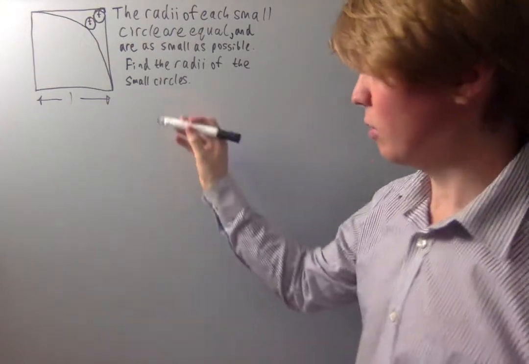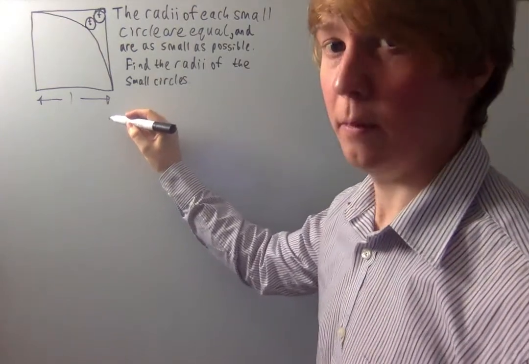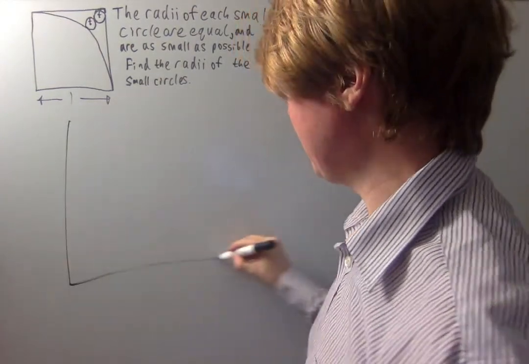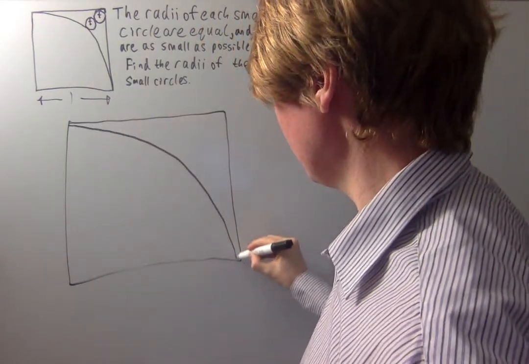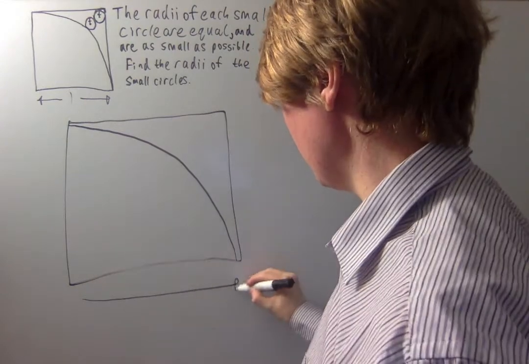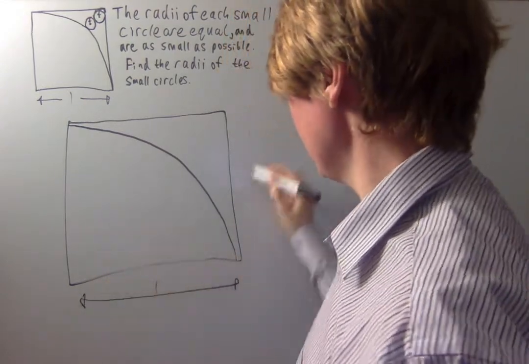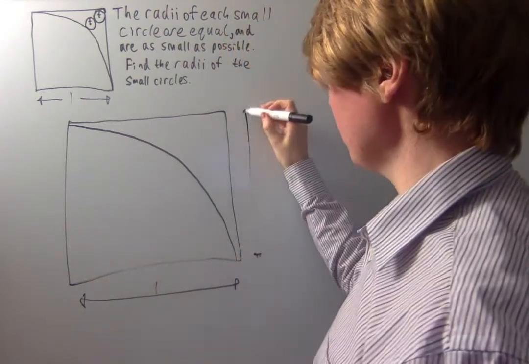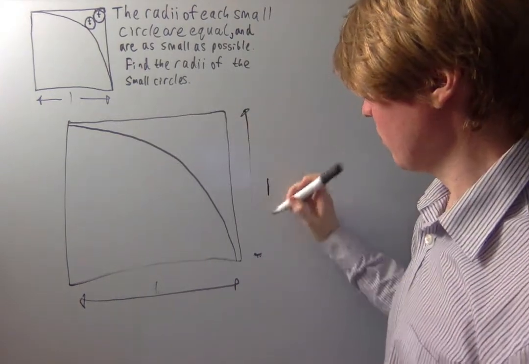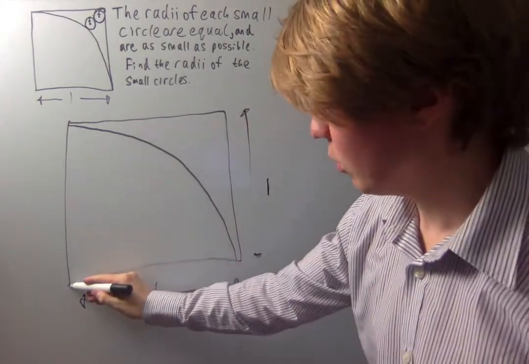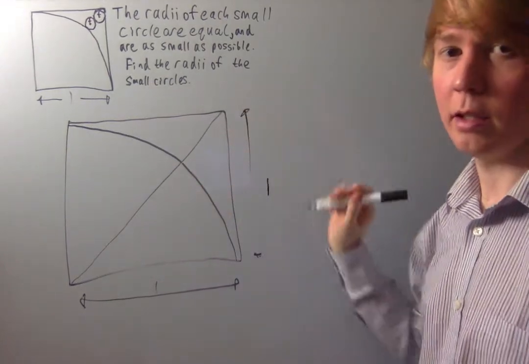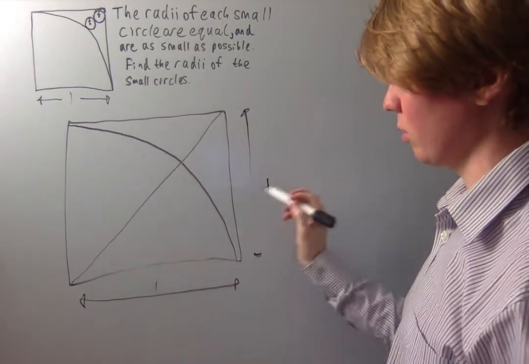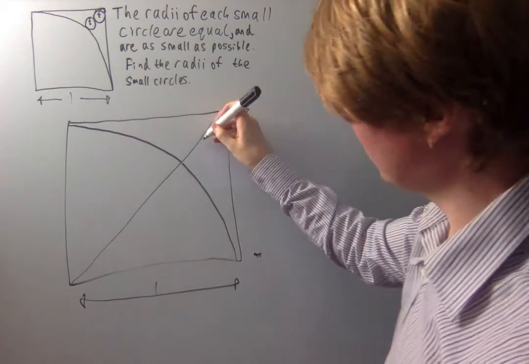Okay, so first thing I'm going to do is draw a nice big diagram so I can label everything I'm doing. So we know this length here is 1 unit, we know that this length here is also 1 unit, and that means that we also know this diagonal length here is the square root of 2. Do 1 squared plus 1 squared, square root of that.